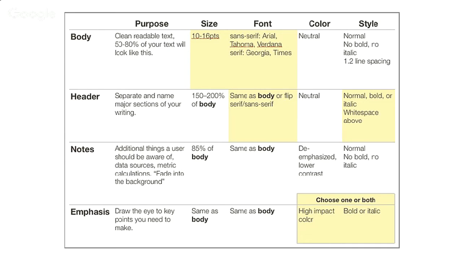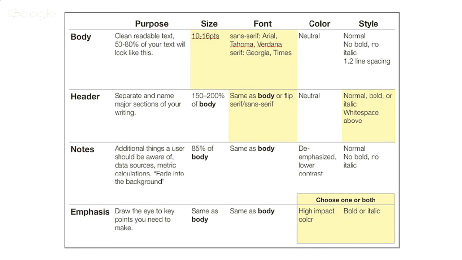Notes, so additional things that you want to put on your dashboard, maybe just little notations about the figures used in the data or something like that, should always be slightly smaller than the body text, but should be the same font type. Again, it shouldn't be bold or italic. It should just literally use the lower size to denote that it's notation.